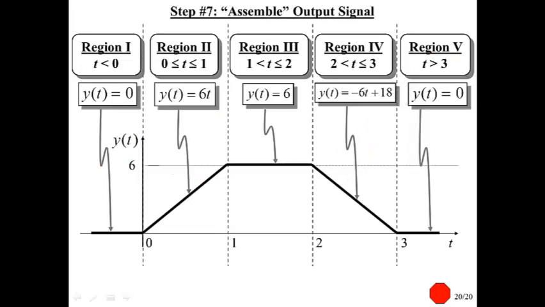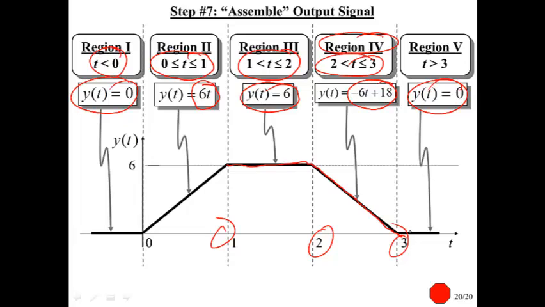And so now putting all of these together, we found that for t less than 0, the output was 0. Then we found that for t between 0 and 1, the output followed the function 6t. So that's a straight line, intercept of 0, slope of 6. So it goes from 0 to 1 up to 6. Then we saw that in region 3, for t values from 1 to 2, the output signal stays constant at 6. And then for region 4, which is 2 to 3, we see that it follows minus 6t plus 18. And that looks something like that.